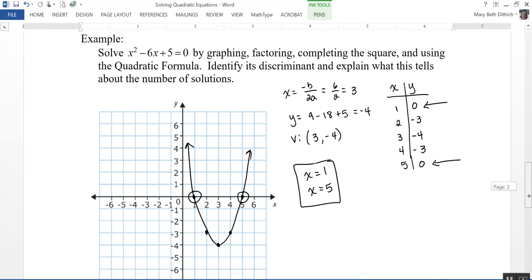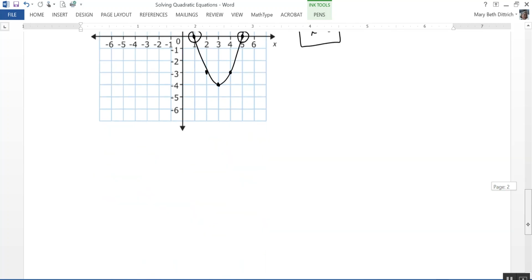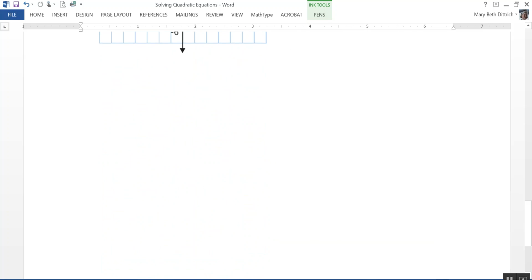To solve this by completing the square, give myself some space here. So I have x squared minus 6x plus 5 equals 0. First thing I want to do is move my existing value of c to the other side. So I have x squared minus 6x equals negative 5.